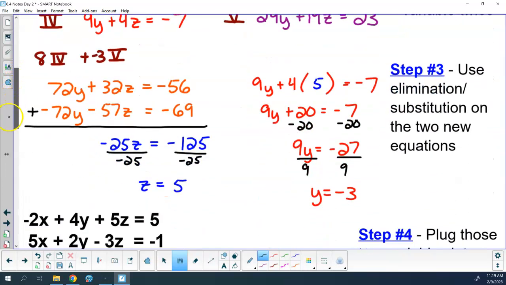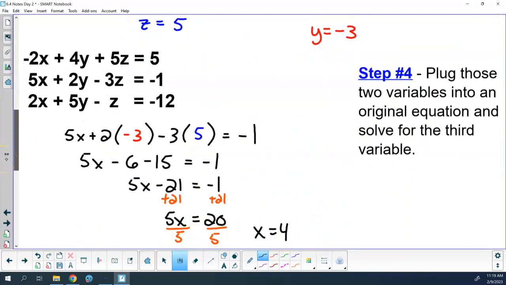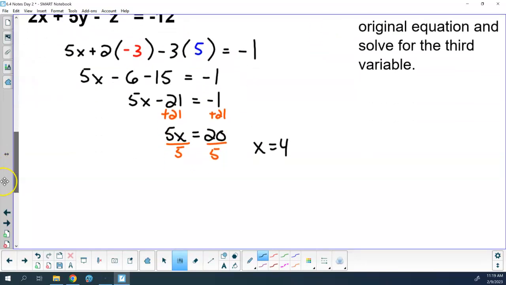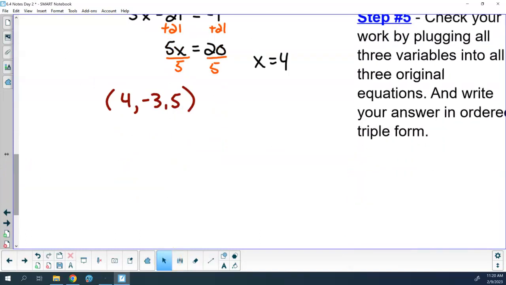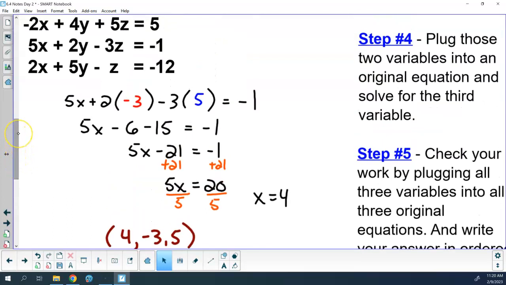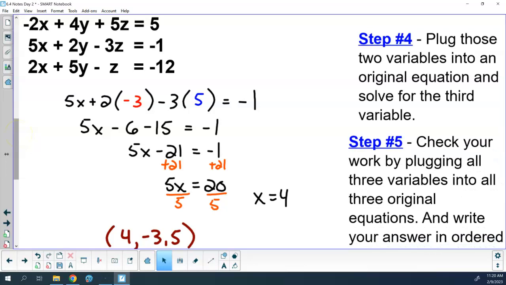Okay, last step. Triple point form. Okay, so 4, negative 3, 5. And what do we do with that? And we check it. Okay. We check it. So 4 times negative 2 is negative 8. 4 times negative 3 is negative 12. 5 times 5 is 25. Negative 8 minus 12 is negative 20. Plus 25 is 5. That checks out in the first equation.